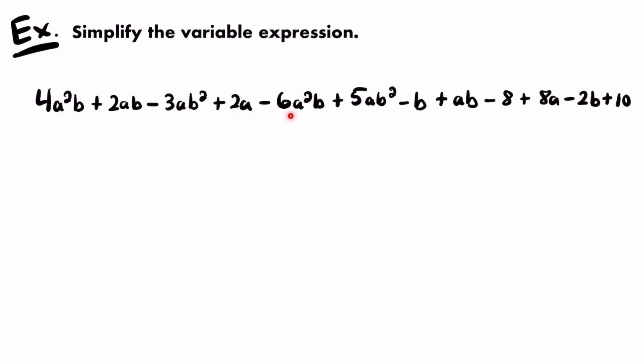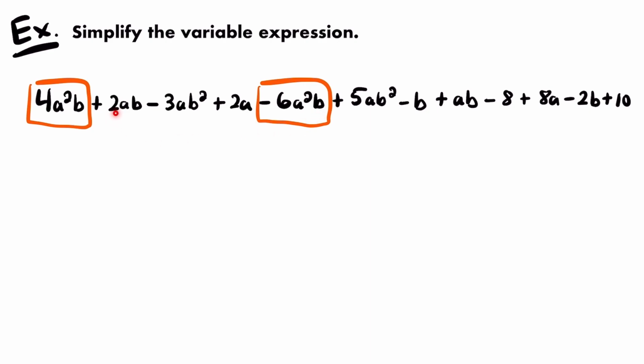But then moving on, here we go, negative 6a squared b. That is a like term. So let's make a note of that here. These two terms are like terms. And then looking through the rest of our terms, none of them are like terms with these two. Okay, this one's close, but it doesn't quite match up. Again, we have ab squared, which is different than a squared b.